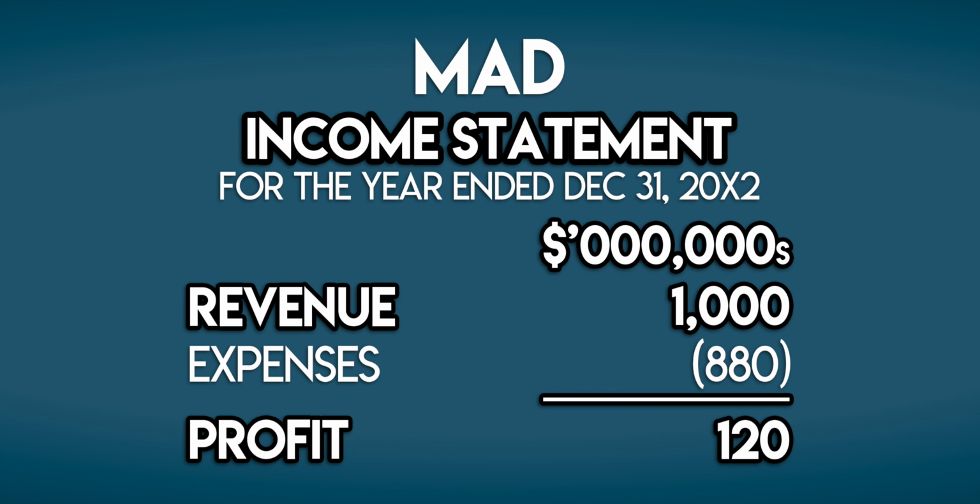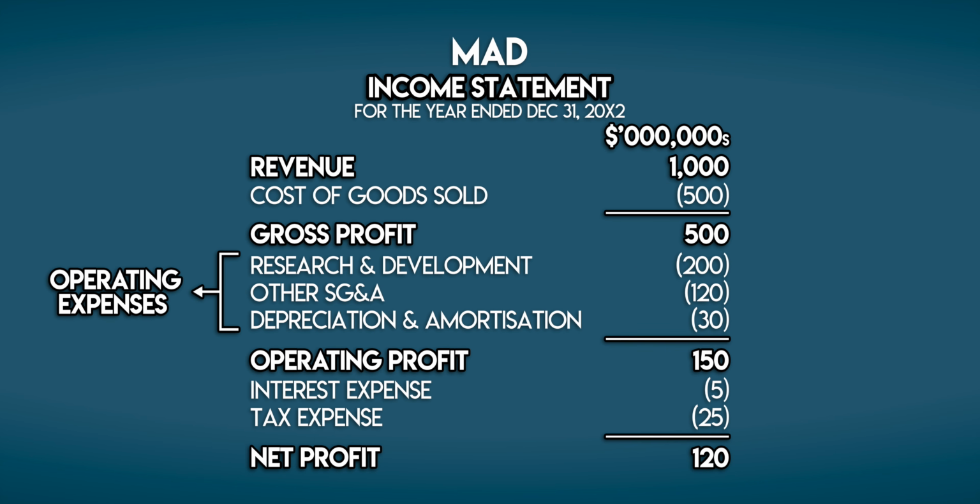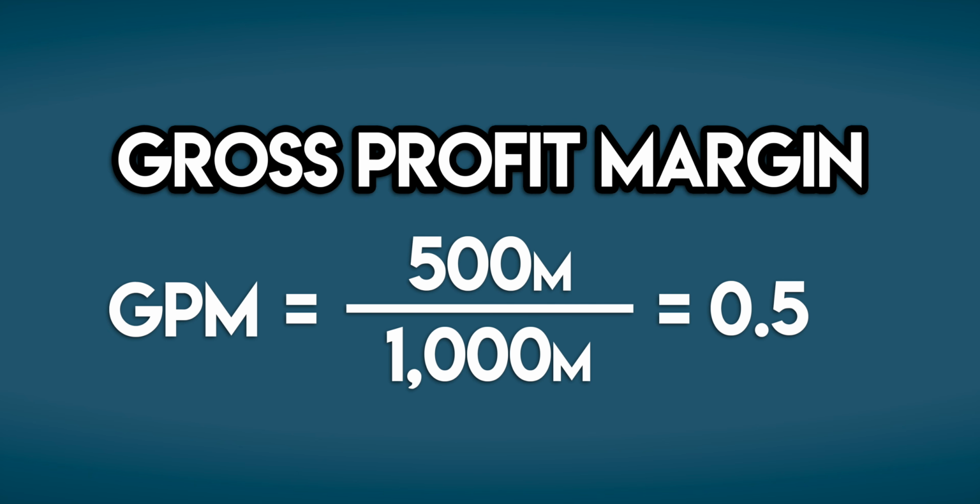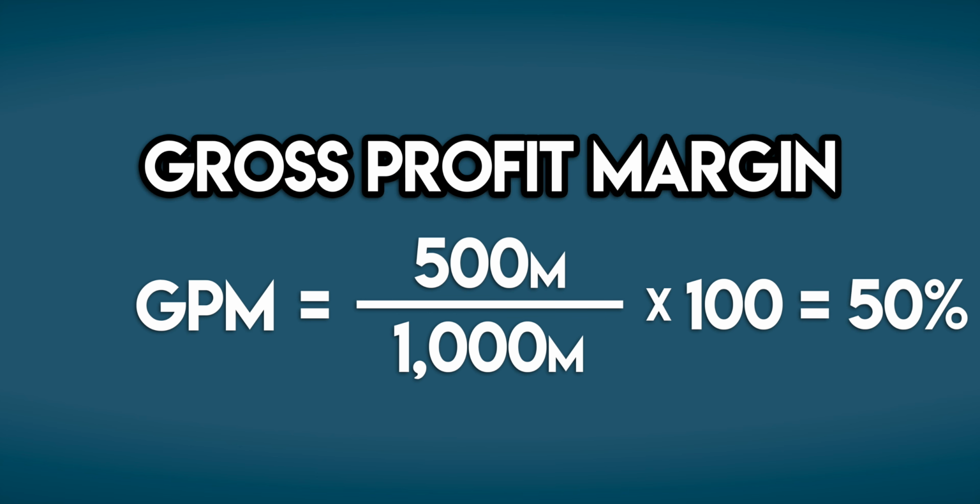Example time. What was MAD's gross profit last year? If we expand out their income statement, we can see that they earned revenue of $1 billion and they incurred $500 million in cost of goods sold. That left them with a gain in gross profit of $500 million. So their gross profit margin is $500 million in gross profit divided by $1 billion in revenue. That's 50 cents of gross profit generated on each dollar earned, or 50% if we multiply by 100.